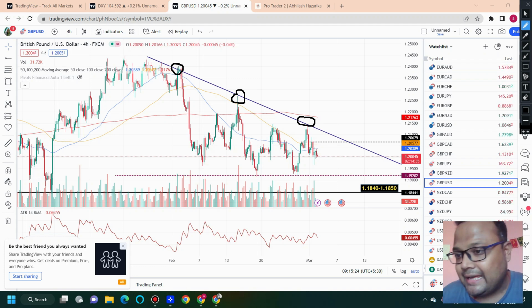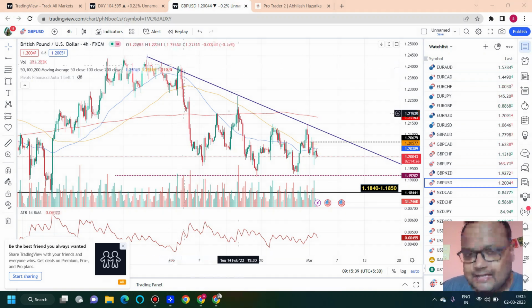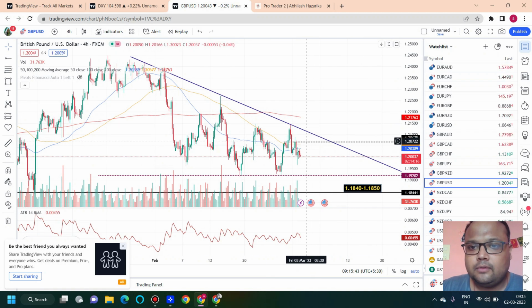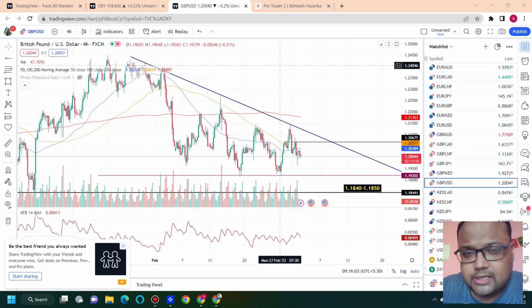I cannot give you the exact number because this is a dynamic resistance. You need to draw this line on the chart, then only you'll get to understand. So just switch to the 4-hour time frame and connect these dots. Just connect the highs made by the market and stretch the line. Once you see market reversing from the trend line at the top, you can go for a sell position. So these are the trading opportunities that I see on the chart of GBP USD.